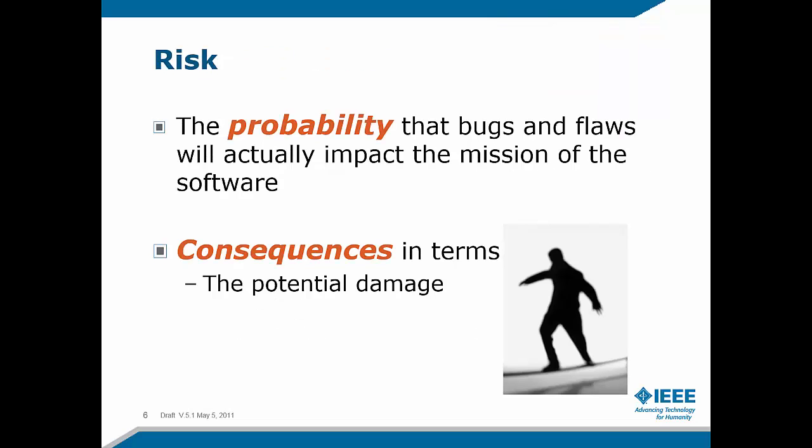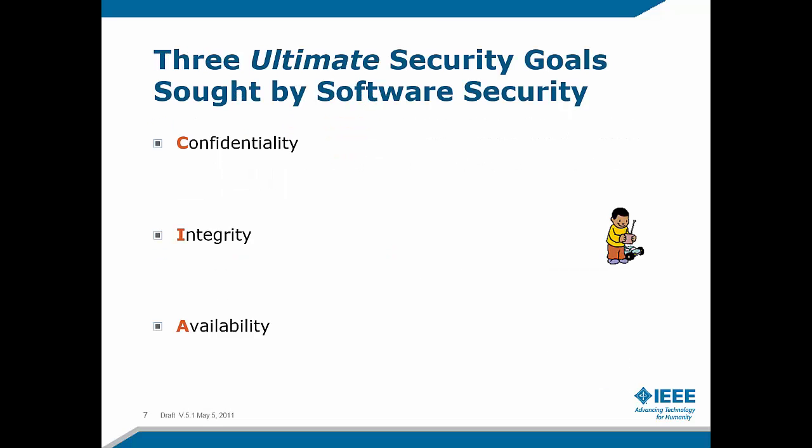Risk is the probability that these bugs and flaws will actually impact the mission of the software. It has another aspect in addition to the probability aspect, which is also a consequence. So risk also refers to the consequences in terms of the potential damage a bug or flaw could cause in the software. There are three ultimate security goals sought by software security.